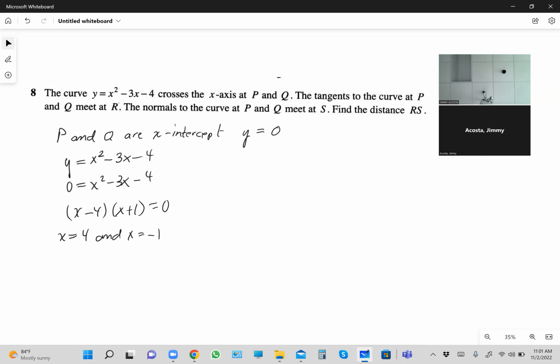Now, quickly, if you want to use quadratic, you could use it. What's a equal to here? Not yet. Look at the first part of the question. The curve y equals x squared minus 3x minus 4 crosses the x-axis at P and Q. So let's find those first. Let's find P and Q. Okay, so if you want to use quadratic here, a equals 1, b equals -3, c equals -4.